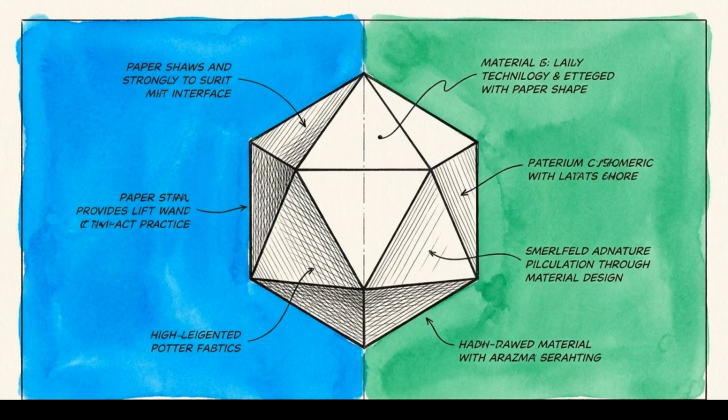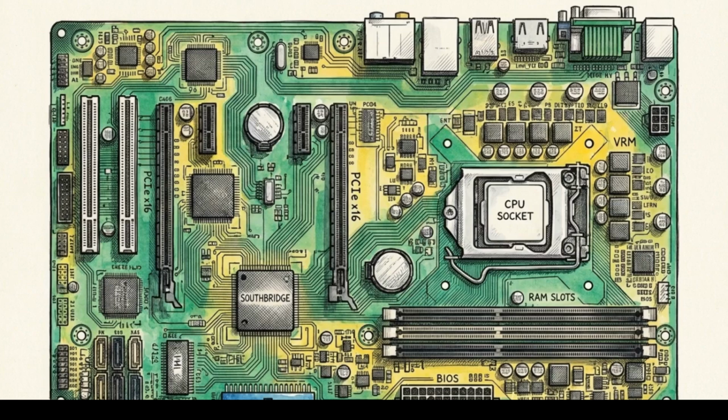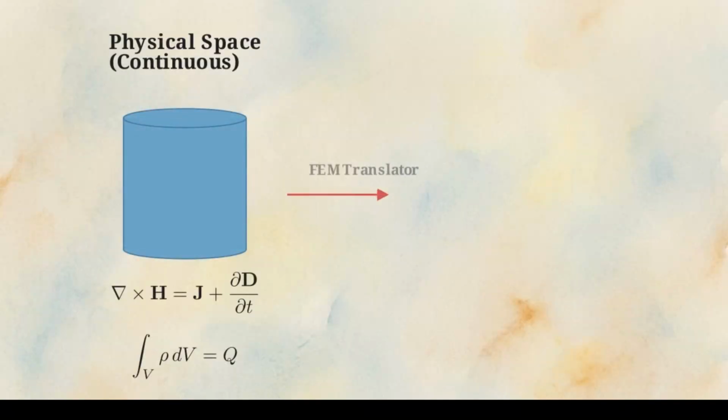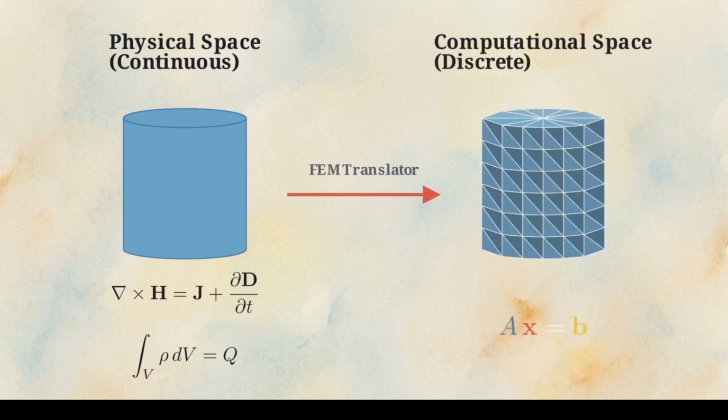This creates a direct paradox for computational physics. We are attempting to simulate the infinite continuous physical reality of a motor using strictly finite and discrete computer hardware. To resolve this, engineers rely on finite element method software, such as ANSYS Maxwell or JMAG. These programs operate as translators, converting continuous physical reality into a language the CPU can process, discrete algebra.